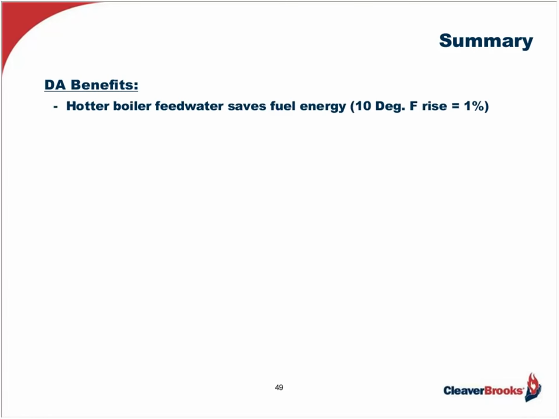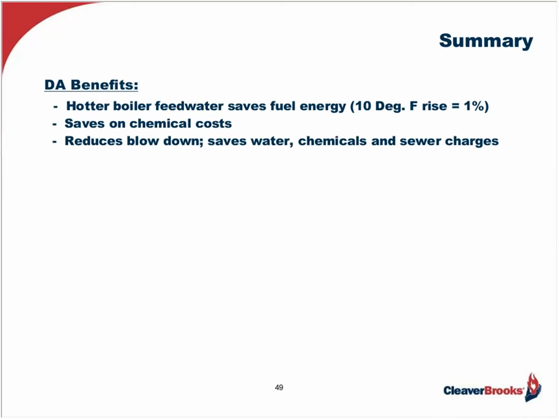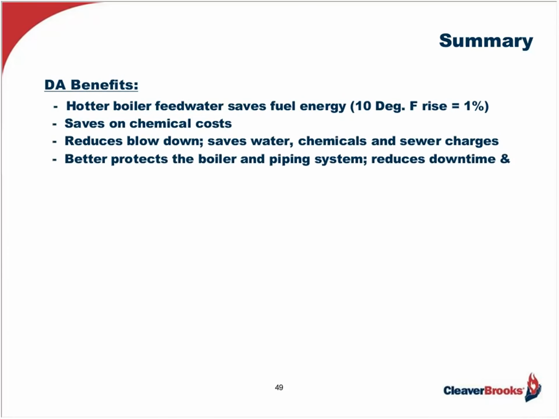So, DA benefits. Hotter boiler feed water saves fuel energy: 10 degrees F, gain 1%. Return the condensate. Saves on chemical costs. We're not using as much sulfite. This then reduces blowdown, saves water, chemicals, and sewer charges. It better protects the boiler and piping system, reduces downtime and capital expense, and reduces thermal shock, especially in the feed water tapping area of the boiler.